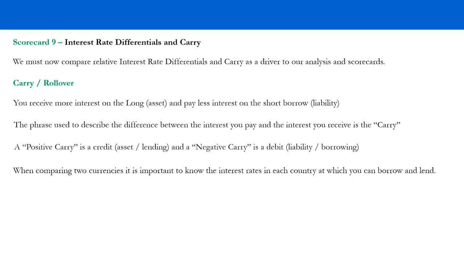And when we're comparing two currencies, it's important to know the interest rates in each country at which you can borrow and lend, because as we discovered much earlier on in the video series, if you don't know that, you could actually be right on the direction of the trade, but end up paying more out and end up making no money, or the currency pair may not move and you may actually end up paying money out. And in both situations, actually lose money on the trade for no apparent reason.